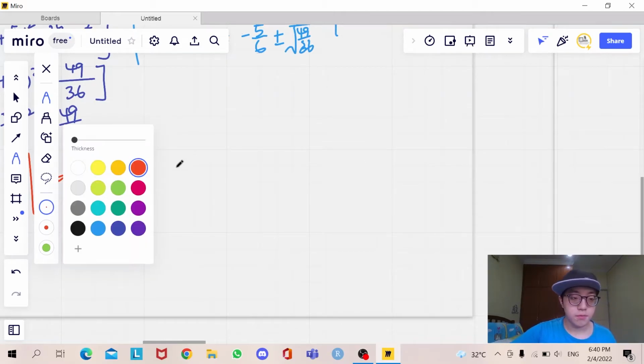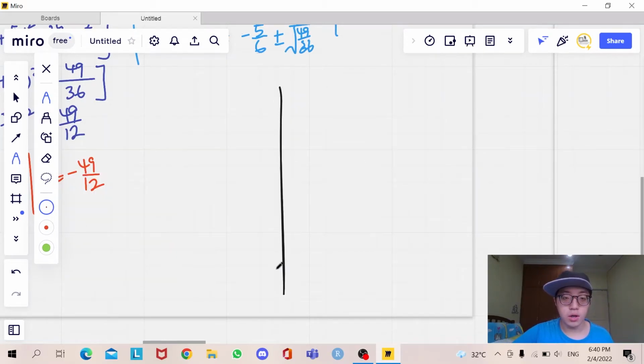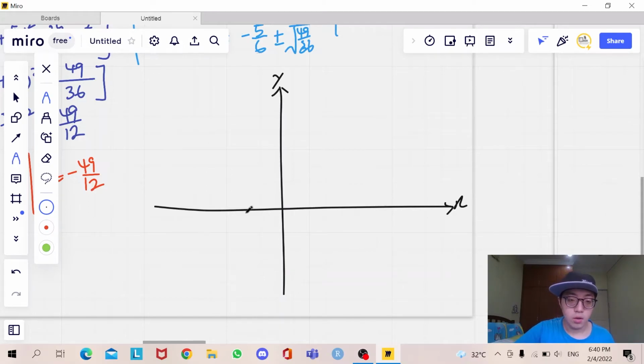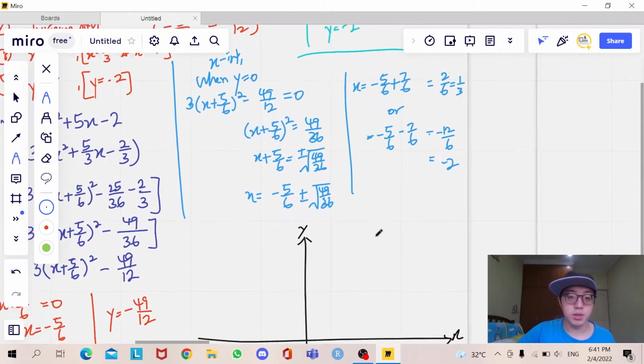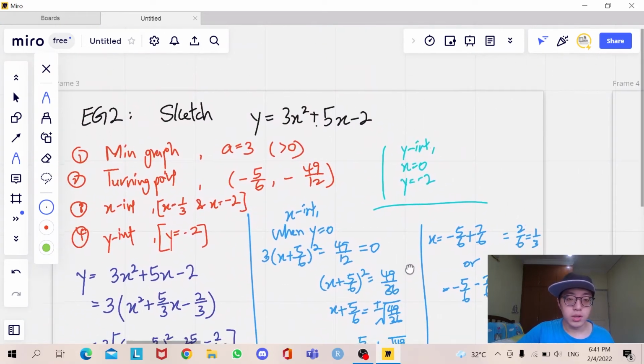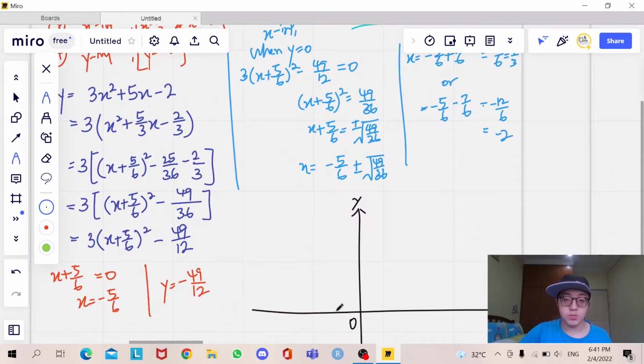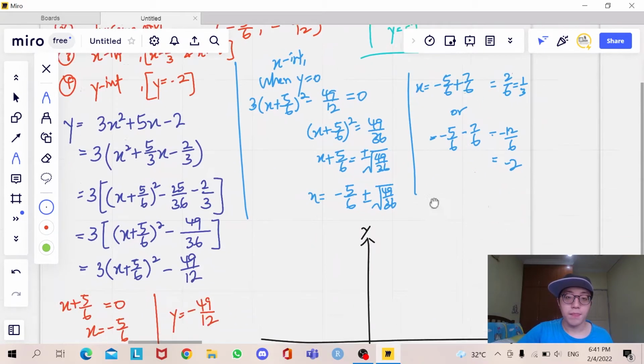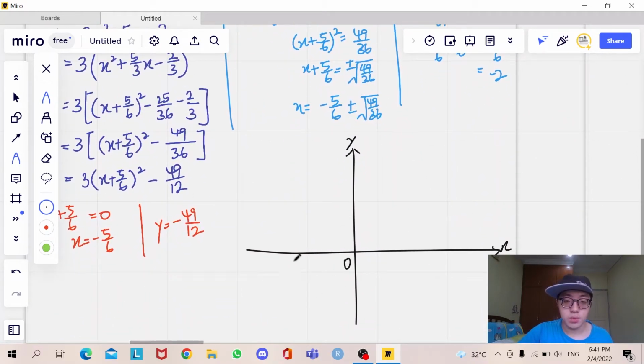To sketch the graph, we draw a y-axis and an x-axis, and always write the origin. Now we need to determine where our turning point is. Our turning point is -5 divided by 6, which means it's on the left side here, and -49 divided by 12, which is somewhere down here, in the third quadrant. So make sure that your graph comes down here.